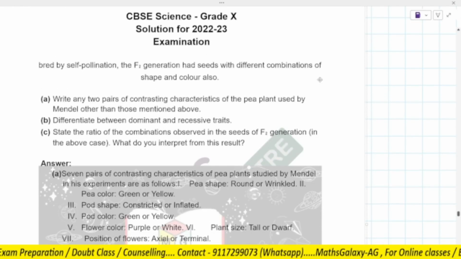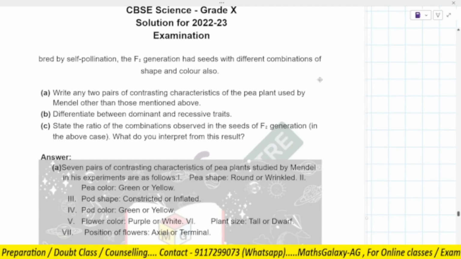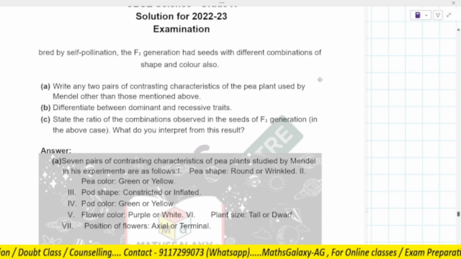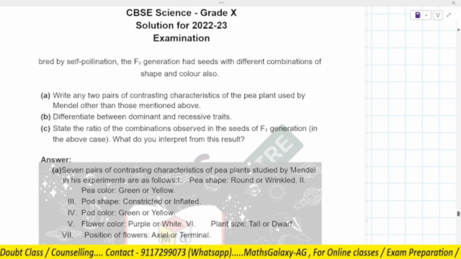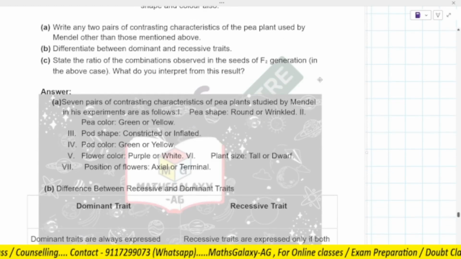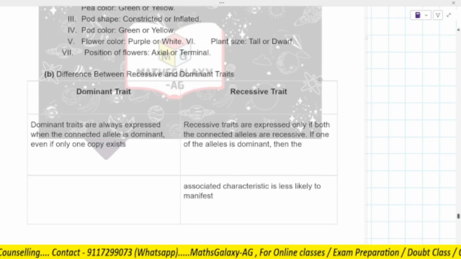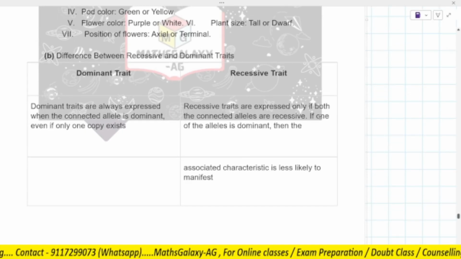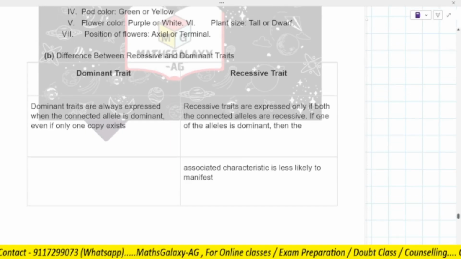Okay, after that, differentiate between dominant and recessive traits. So it's too easy, you can do it now. You have already explained these two points in yesterday's class, right? So let's see the difference between recessive and dominant, dominant traits and recessive traits, right?